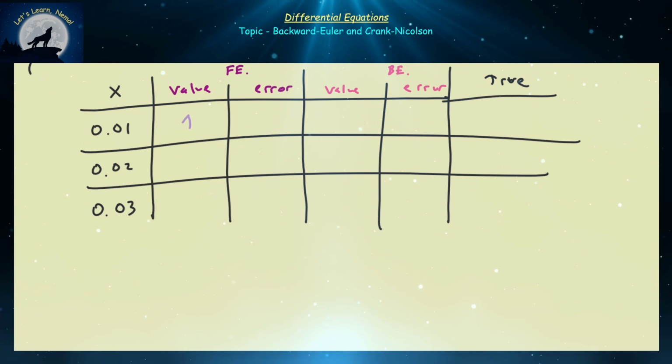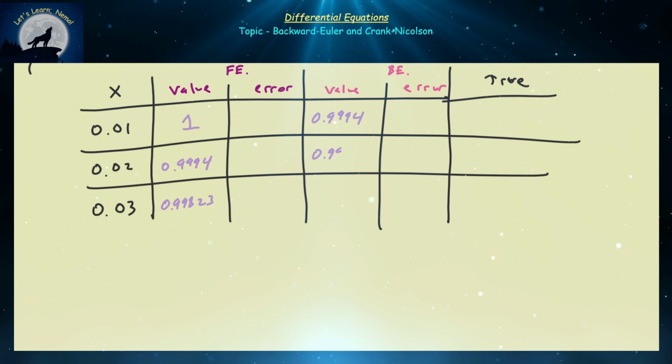So we're going to have 1 here. We're going to have 0.9994 there, and then we're going to have 0.9982 as its value there. We're going to have 0.9994 for backward Euler, and then 0.9983, and then 0.9967. So keep in mind I'm only focusing on eta 1 here, so I'm only focused on y.